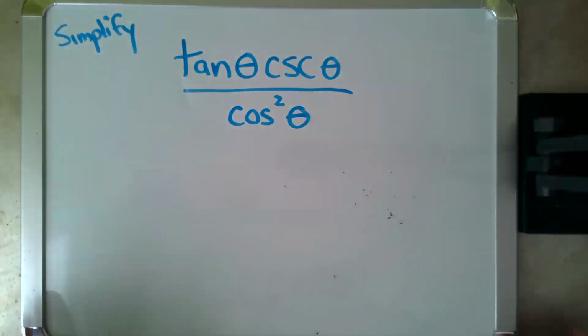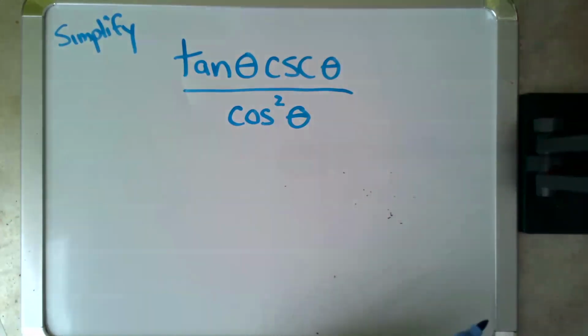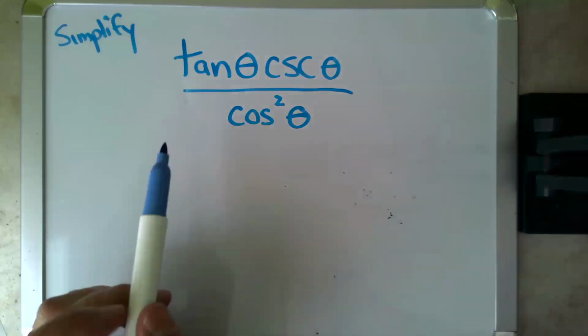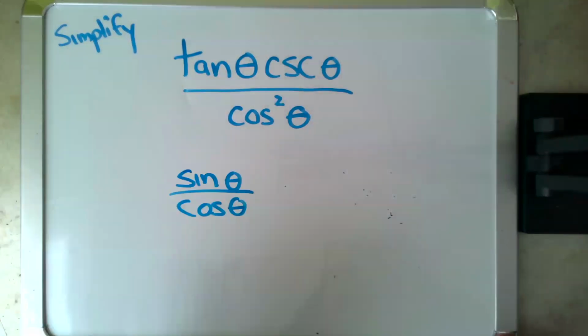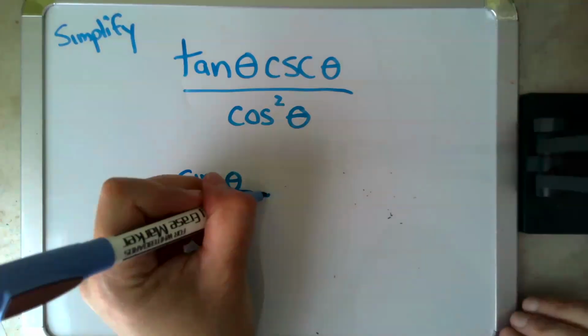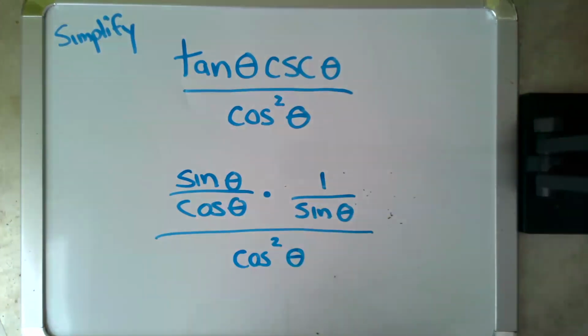So as I go to simplify, my first step might be to get rid of this tangent and this cosecant and rewrite it all in terms of sine and cosine. So I'm going to take my tan theta and rewrite that as sine theta over cosine theta. And I'm going to take my cosecant theta and rewrite that as 1 over sine theta. And then I'm going to remember that the whole thing is over cosine squared theta.